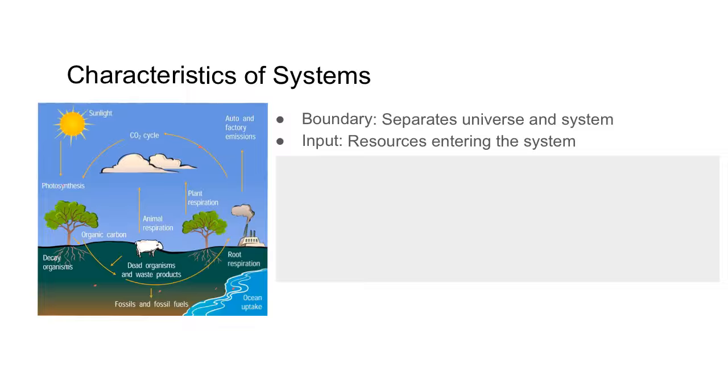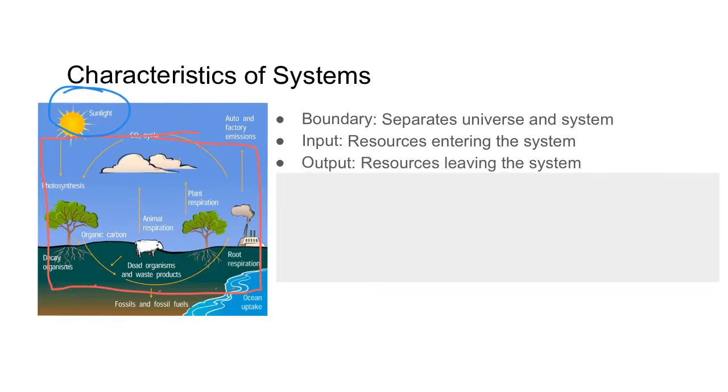As you can see from this, if I drew my boundary right here, I can see some of my inputs. I can see that I have sunlight coming in. That's an input. That's some energy that's coming into our system. There might be some other ones in here, but that's one of the main ones.